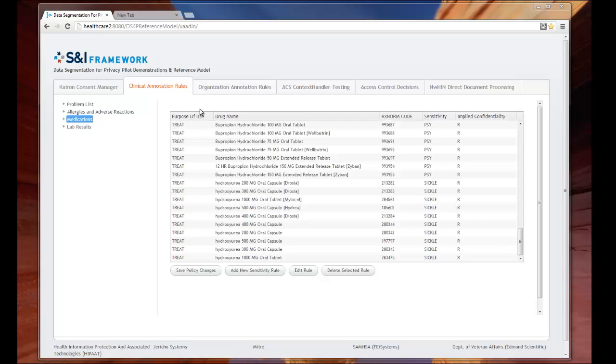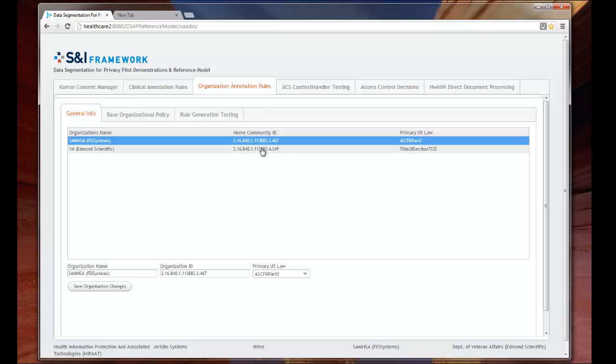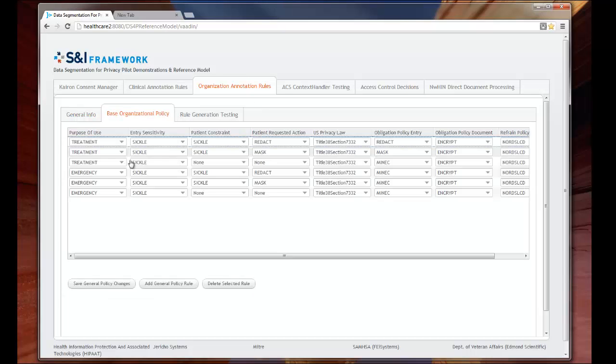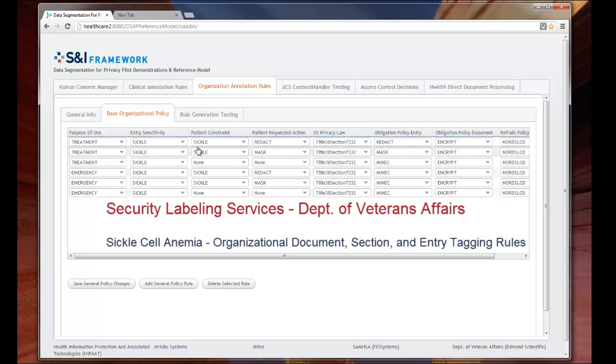The security labeling service blends known clinical facts with organizational policy to produce a suite of rules that can be processed by a rules engine. We will now connect to the Department of Veterans Affairs Security Labeling Service.